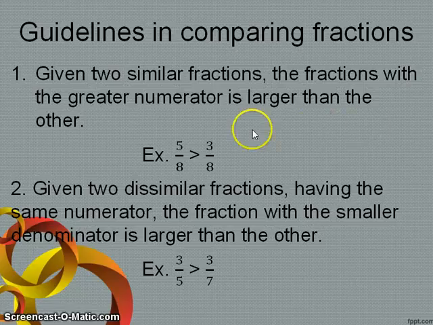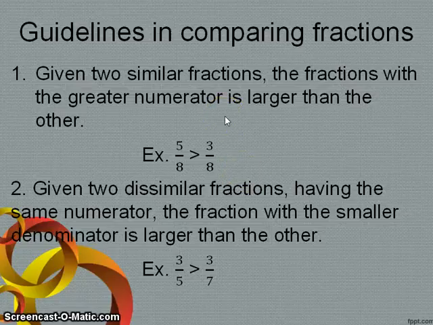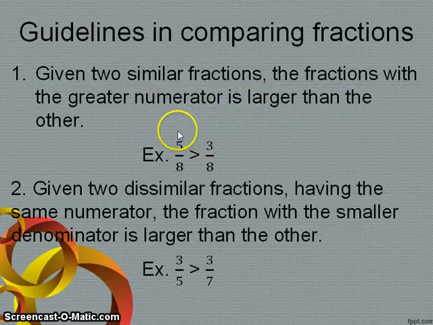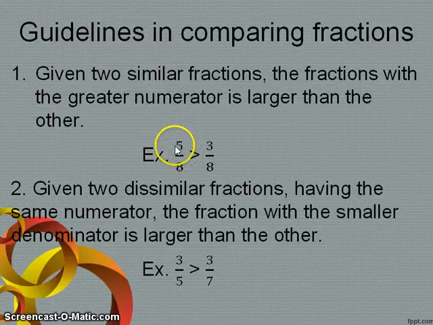If we are given two similar fractions, so similar fractions are fractions with similar or the same denominators, the fraction with the greater numerator is larger than the other. So with these two fractions, 5/8 is greater than 3/8 because 5, the numerator here, is greater than 3.